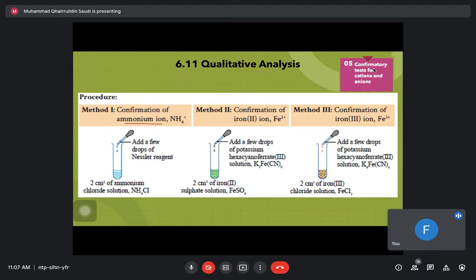You will add a few drops of Nessler's reagent. So your reagent is Nessler's reagent. What is your observation? So this is the reagent. The observation.